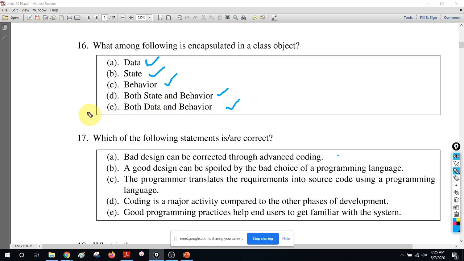But which one is the perfect answer? The data and behavior. Right? Because this is just part of it. State is just part of data, right? So this is also part of it. When it is state and behavior, data is more than state. So therefore the perfect answer is both data and behavior. Now you are in trouble again. Are we going to answer all of these and pick only the perfect answer?